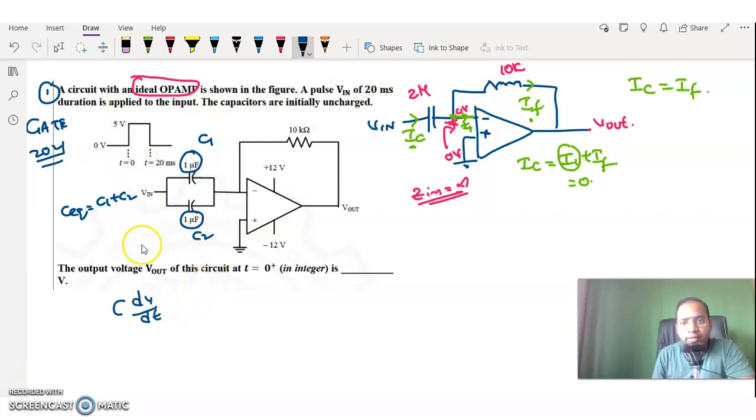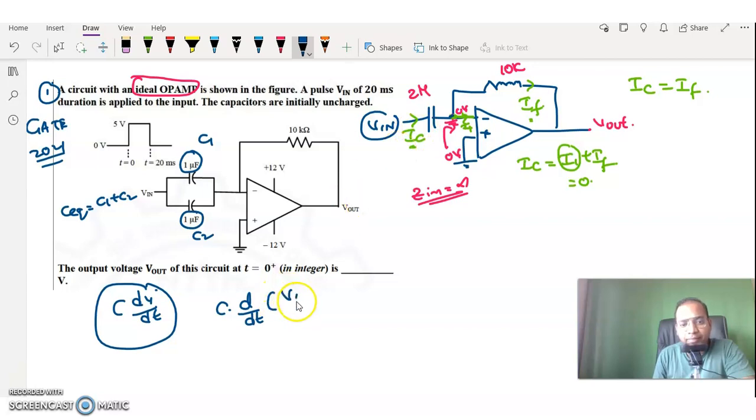So here, whatever the C into dV by dt is, I am writing like this: C into d by dt of V, and this V means starting voltage minus ending voltage of this capacitor current. So starting voltage is Vn and ending voltage is virtual ground, that is 0. That is equal to, so IC is equal to IF, right?